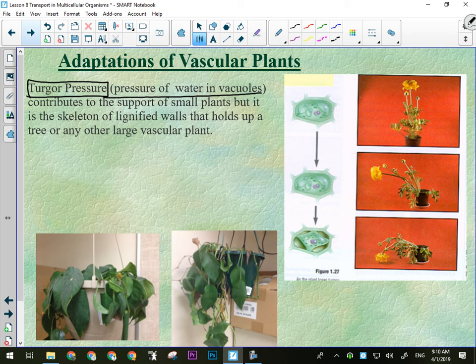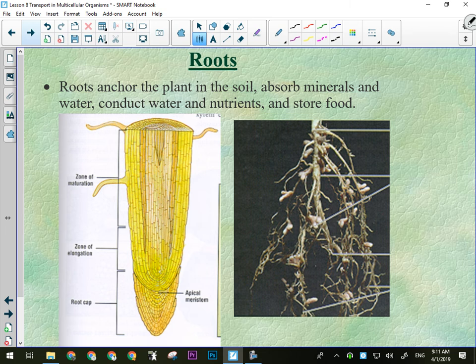So turgor pressure and lignified walls work together to support large, tall trees. All right, so the job of the roots. Mainly we think of roots as just things that collect water, but in actual fact, they're also an anchor. Without roots, plants would tip over easily, especially in the wind. Having roots allows them to hold on to the soil.